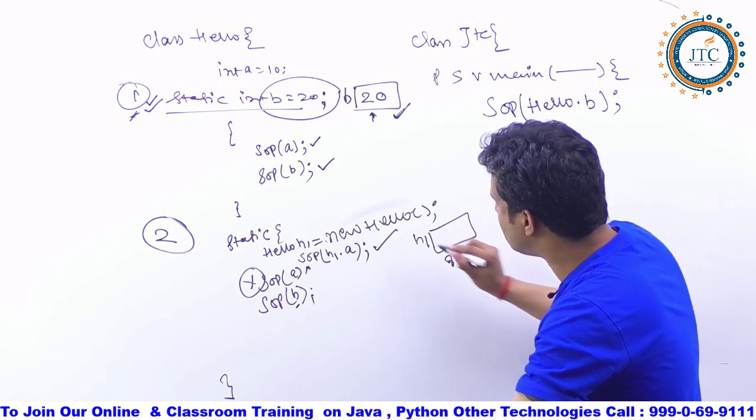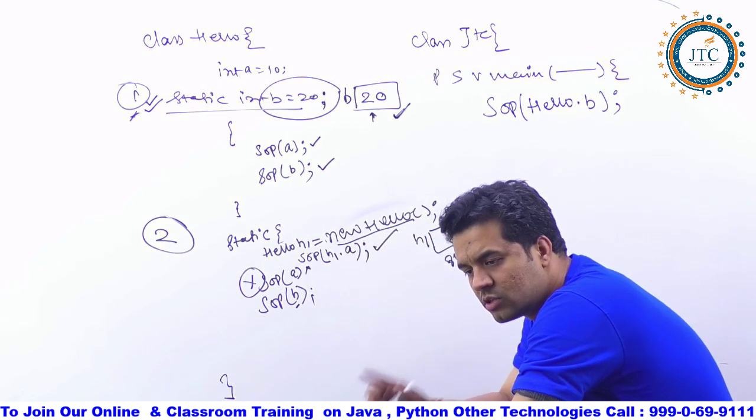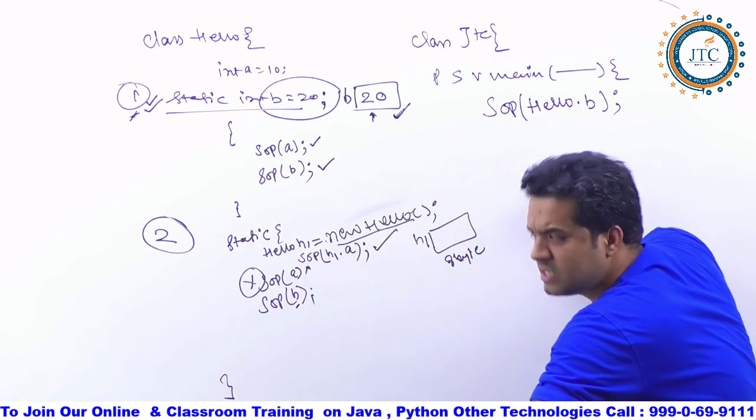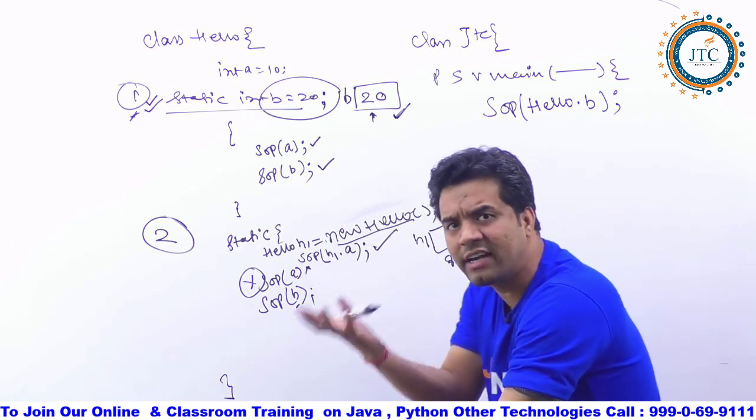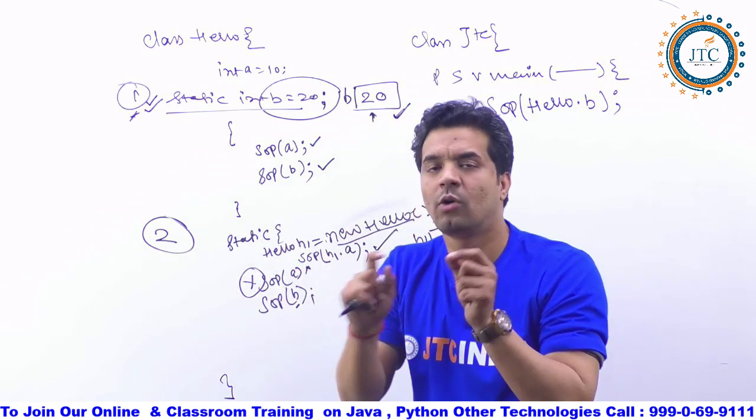Now here, why will it not be? So see, new hello, whatever you are writing, due to this one object is being created. So what is object? A memory allocation. Inside that, information about the class will be there. Again I am repeating. What is object?